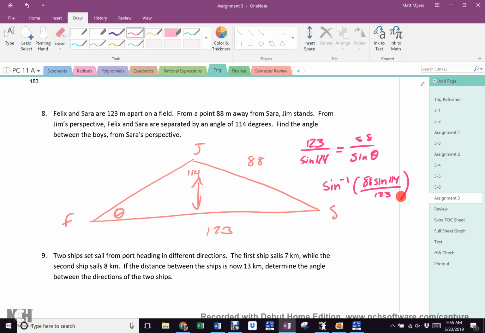And what do you get? What do you get? Sarah, what do you get? 41. Noah. From, find the angle between the boys. Oh, thank you. Thank you from Sarah's perspective. But it is still indeed 41. Good call, Noah. Well done.